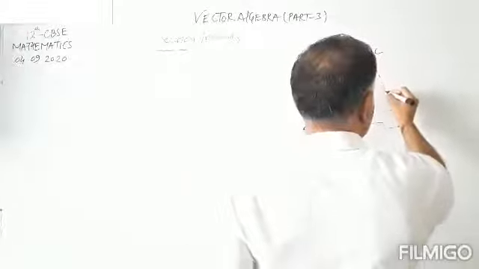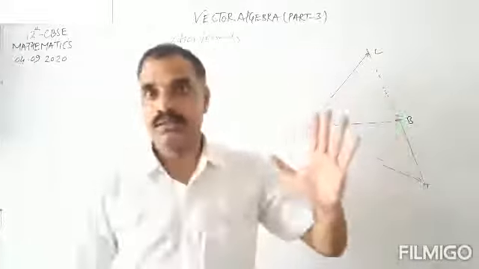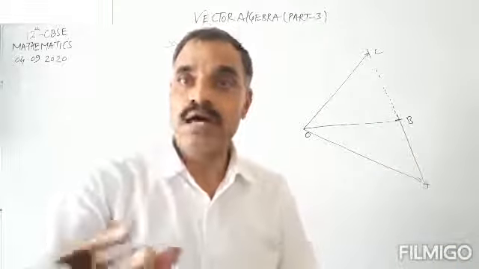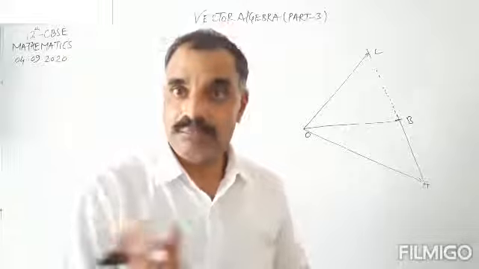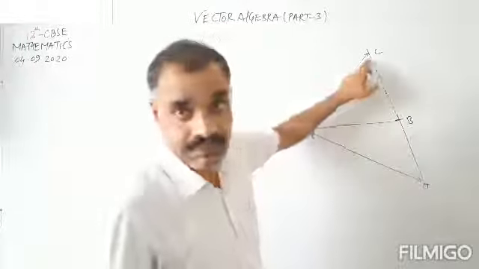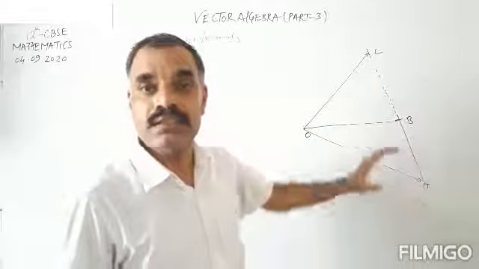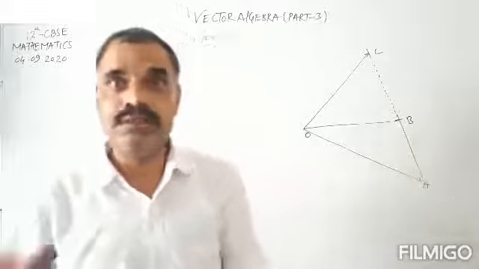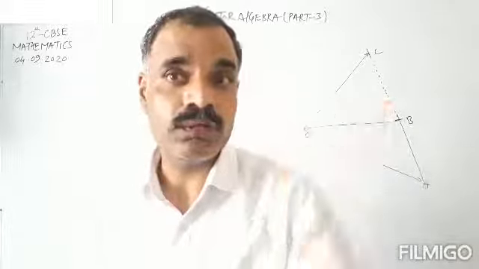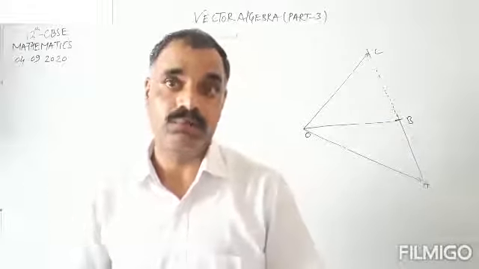Externally divided by means this point C will not lie on AB. This will lie outside the line segment, but in the same line. Okay, means all the 3 points A, B and C will be collinear points. In that case, we can find the external section formula.